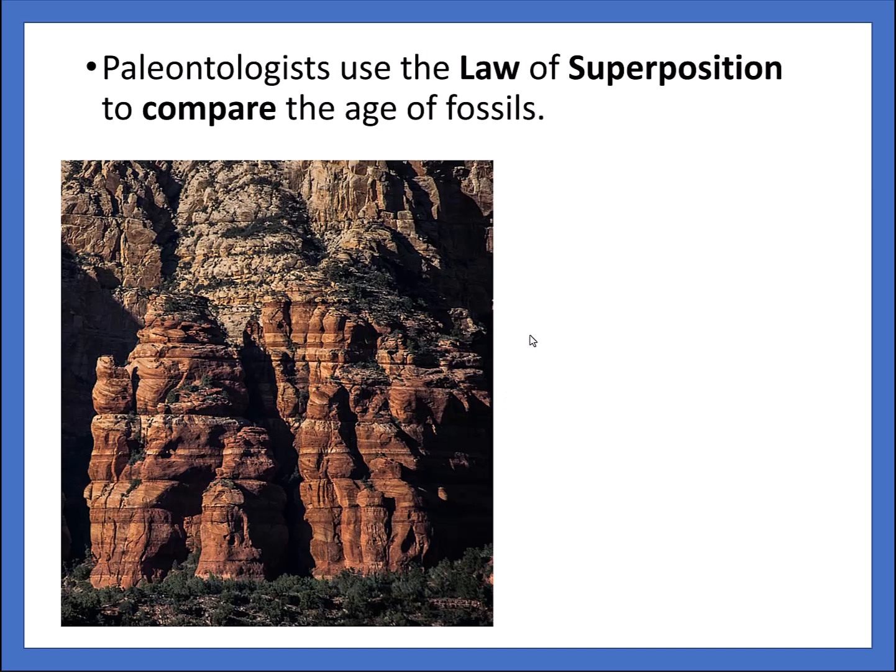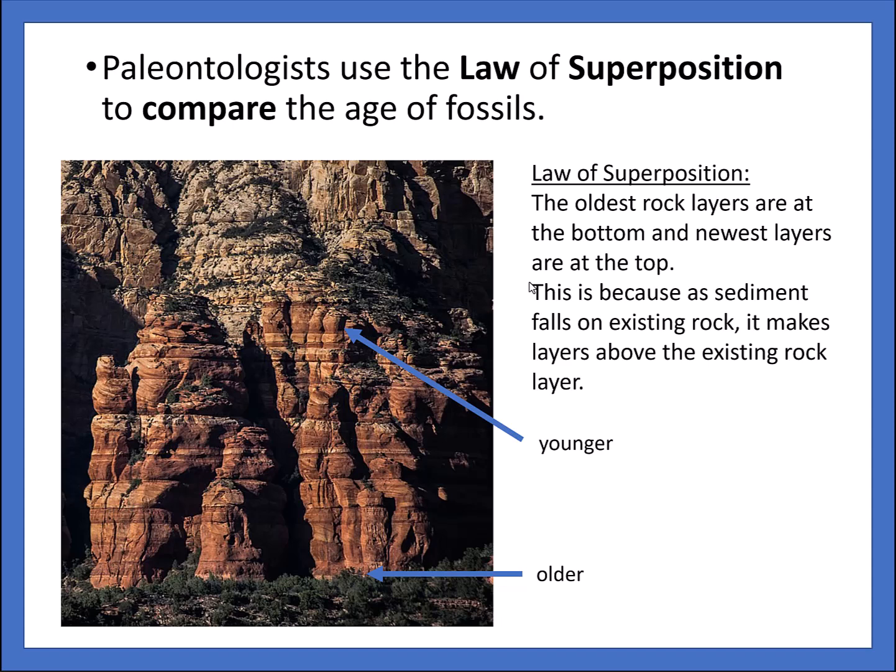Paleontologists use the law of superposition to compare the age of fossils. And the law of superposition says that the oldest rock layers are at the bottom and the newest rock layers are at the top. So our oldest layers here in this picture would be found down here. Younger layers would be at the top.